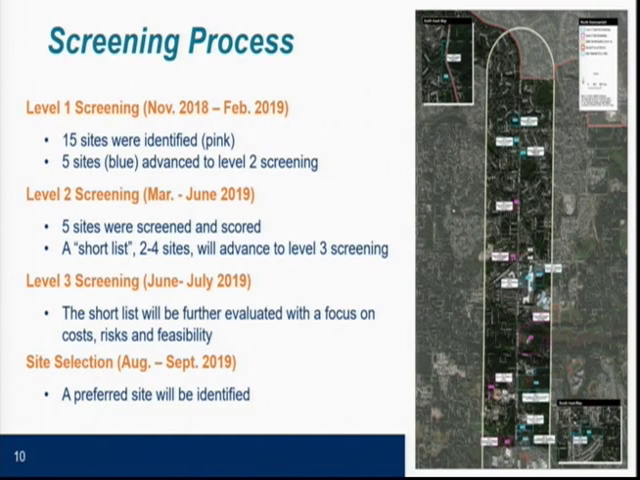And this is a very difficult map to read, so I apologize. But that shows all 15 sites we looked at, and then the 5 pinks, which we'll zoom in on in a minute, are the 5 sites that carried forward into the next level screening, level 2.